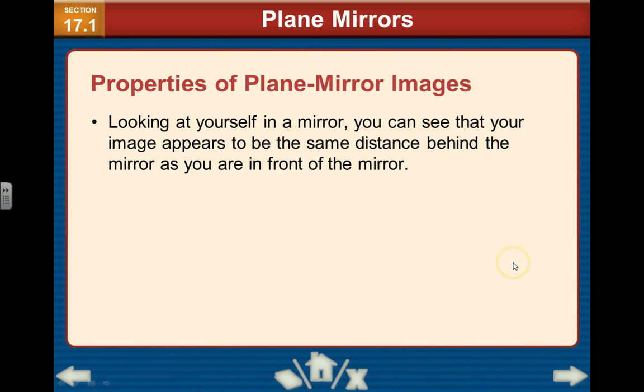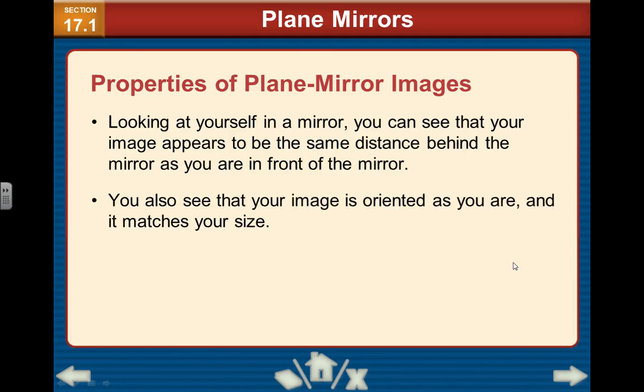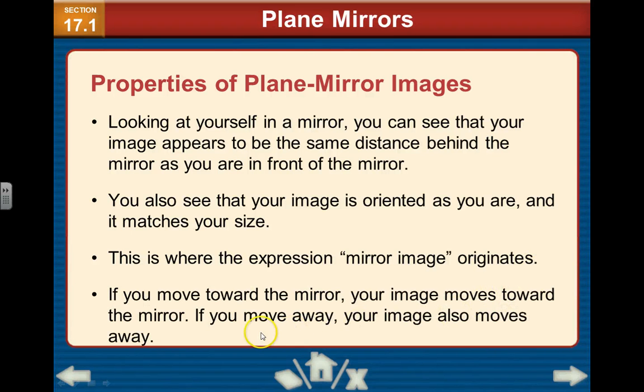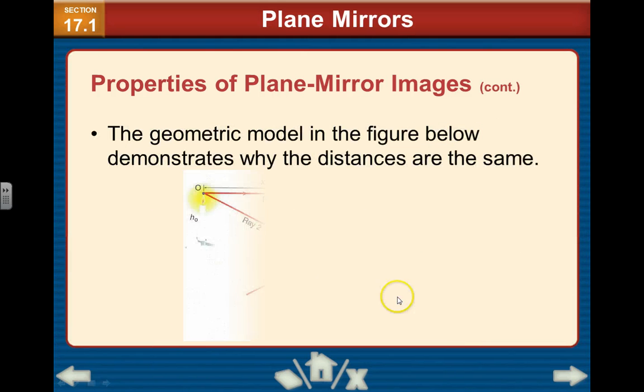If you're looking at yourself in a mirror, you can see that the image appears to be the same distance behind the mirror as you are in front of the mirror. You could also see that your image is oriented so that it matches your size. Now you say, yeah, but wait a minute, if I'm way far away, it's smaller. Yeah, but if you looked at a friend of yours that was your same height standing way down the hallway, they would look smaller, but it's just because of perspective, really. The person's height is still the same. And so if you move towards the mirror, the image moves towards the mirror. If you move away, the image moves away.